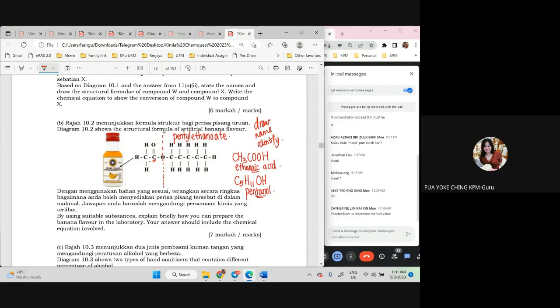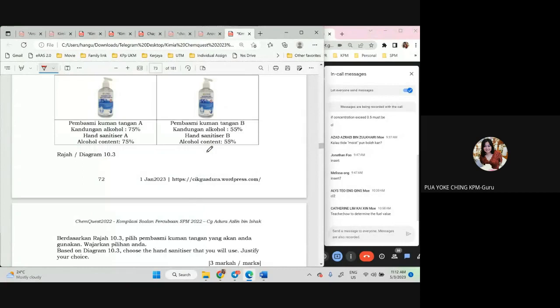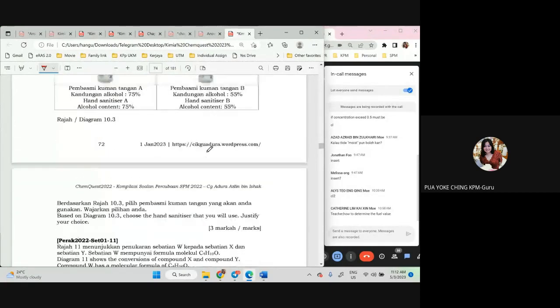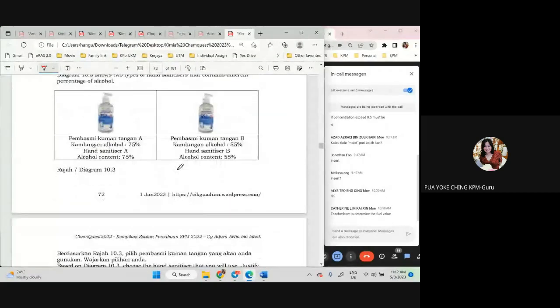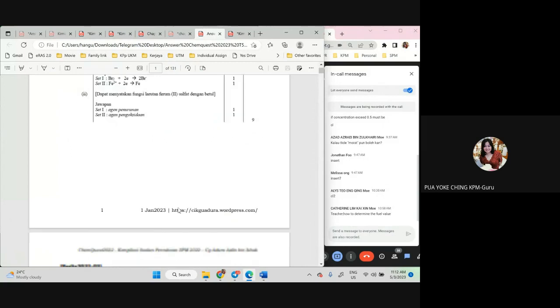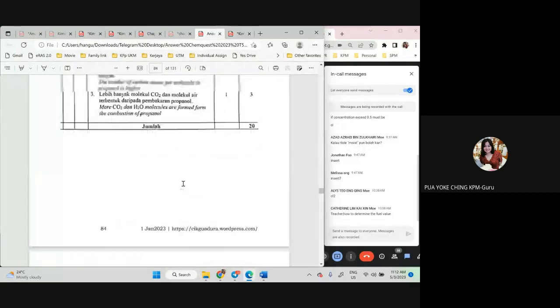Lukis ni dia orang boleh suka-suka, dia boleh terbalikkan pun boleh. So you check where is your C double bond O. Yang ini mesti untuk carboxylic acid. Okay, so this is the ester, then this is the hand sanitizer, ada different percentage. So yang ni boleh tengok lah. This is Perak. Okay, 175, 155, dia tanya, mana satu you nak pilih? Which one you should choose? A or B? Higher percentage of alcohol or lower percentage of alcohol?